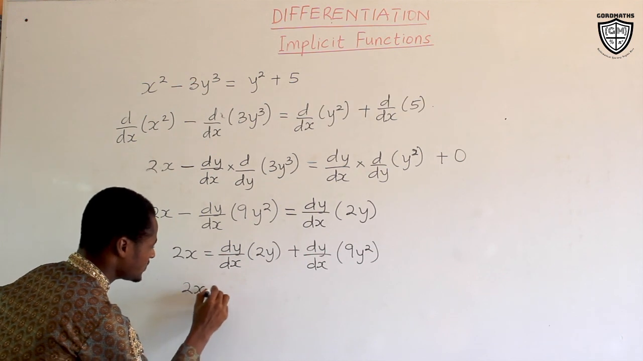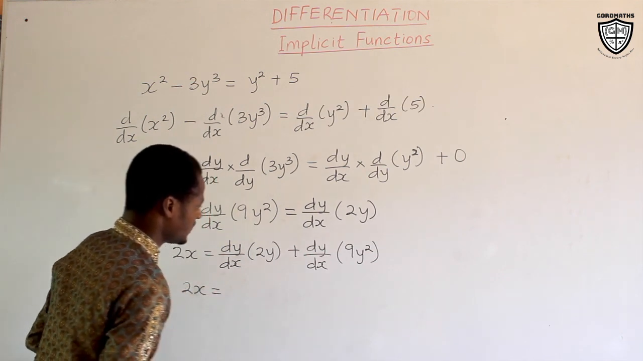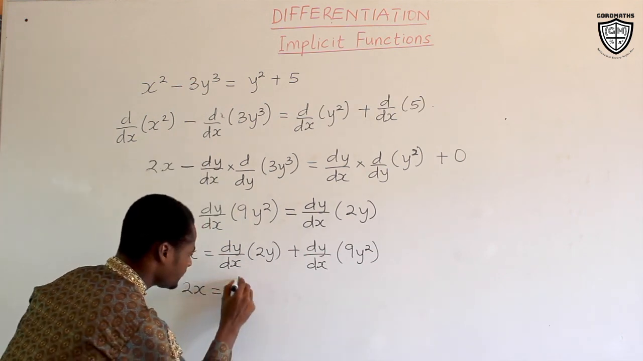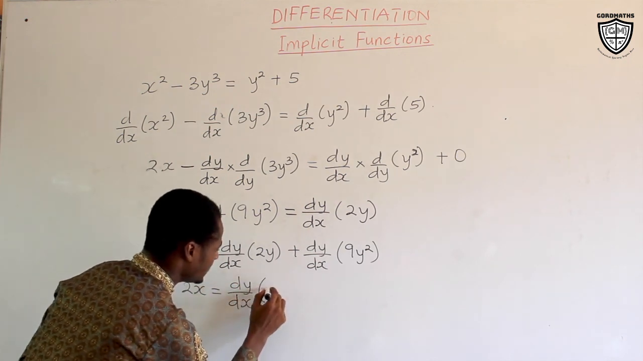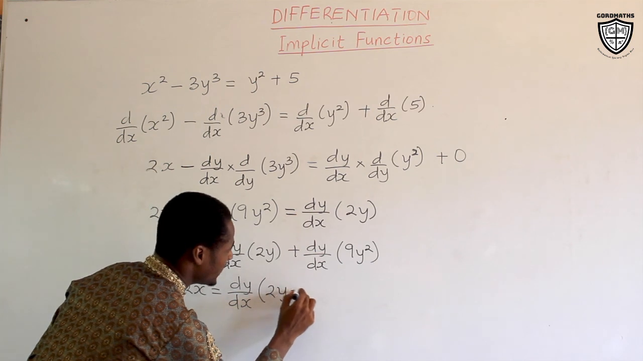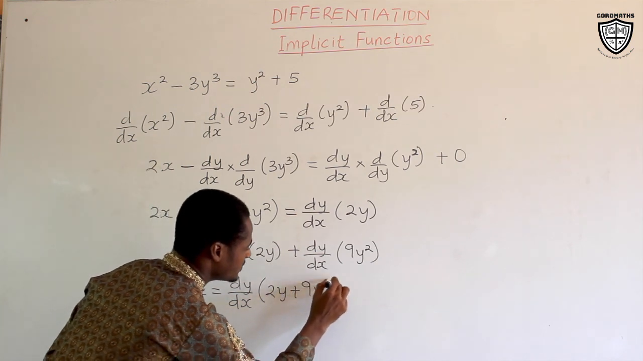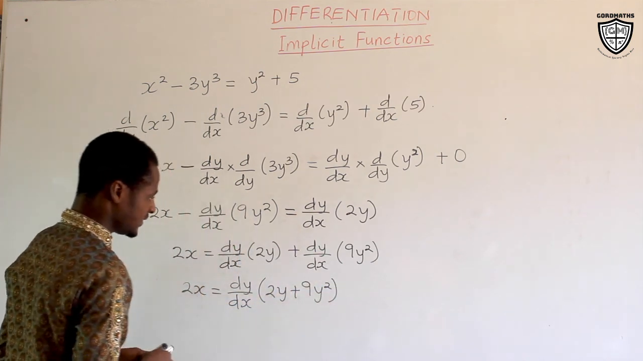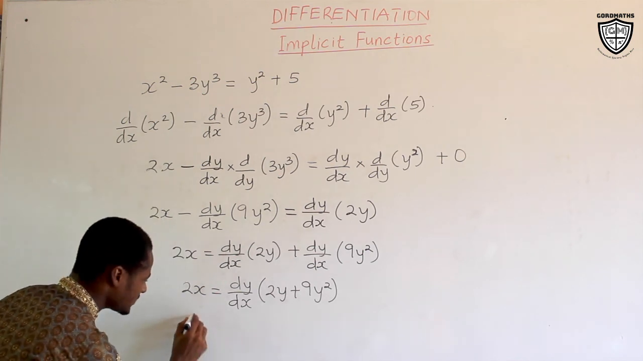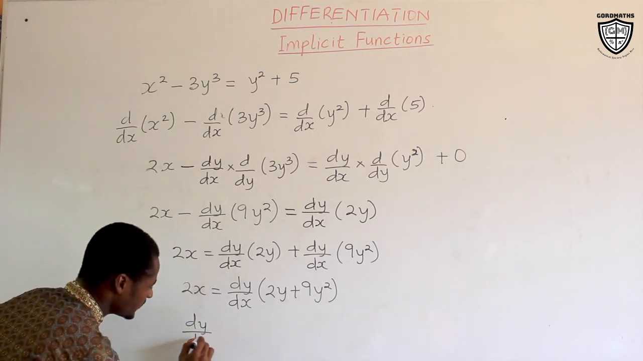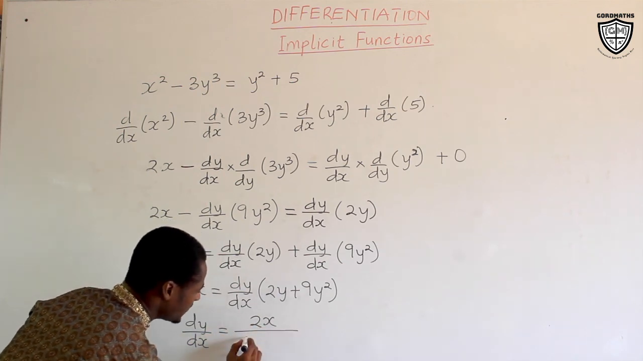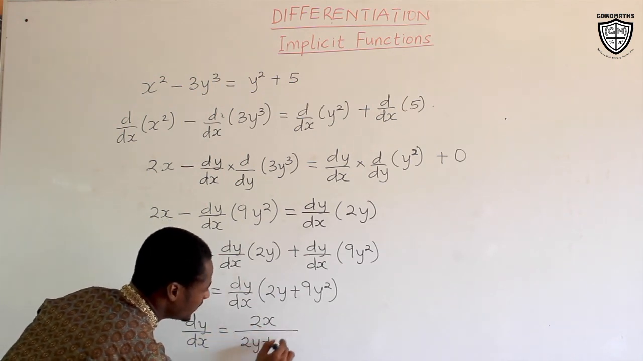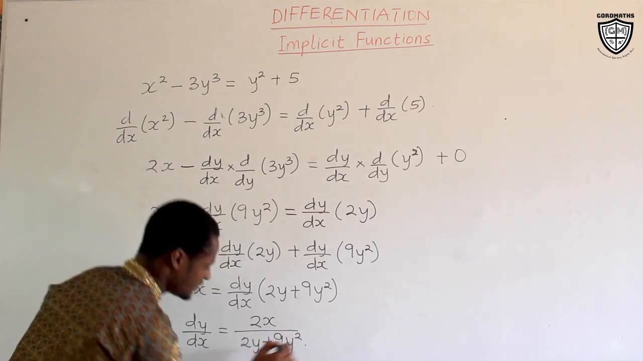Then 2x is equal to, we factor dy/dx out, then we will have 2y plus 9y squared. And so finally, our dy/dx will be equal to 2x divided by 2y plus 9y squared.